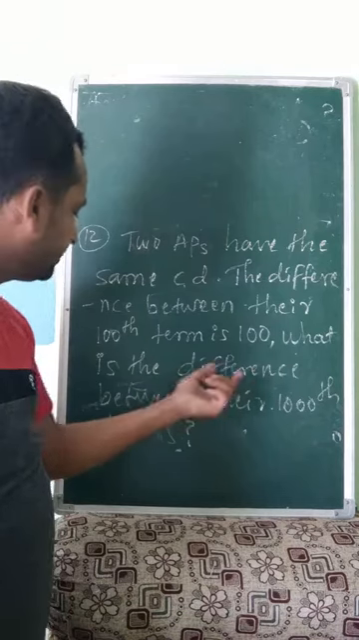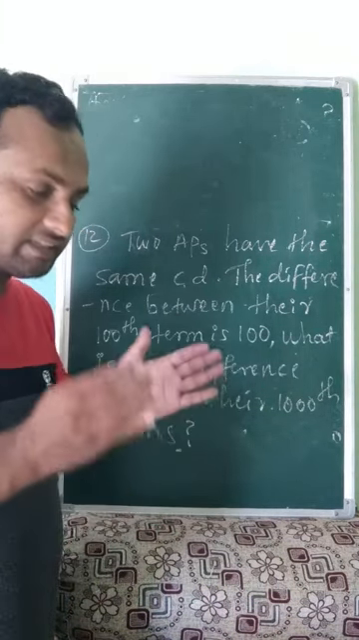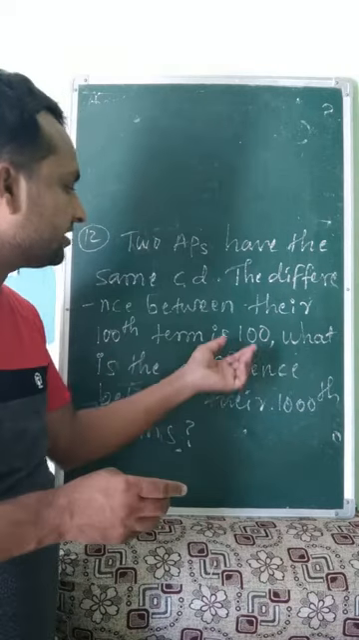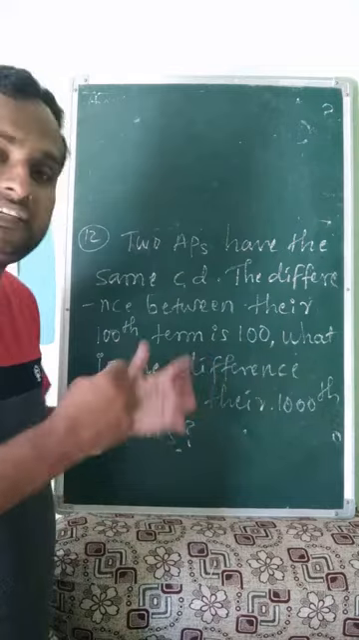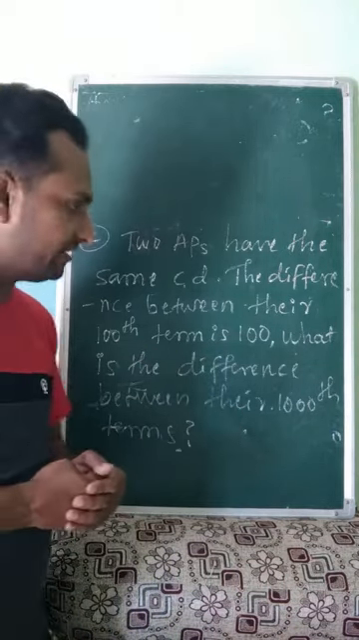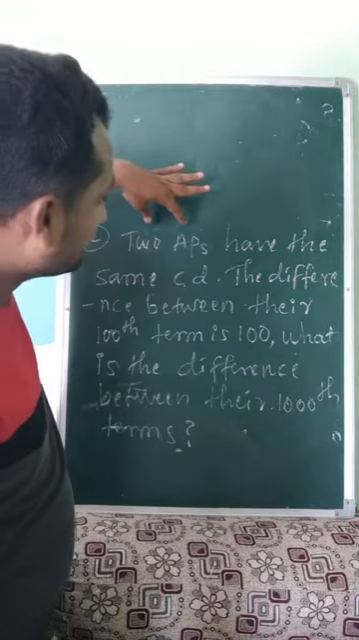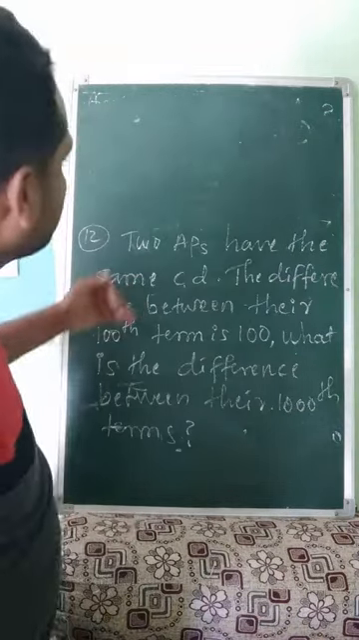Then what is the difference between their 1000th terms? They gave that the difference between the 100th terms of the two APs is 100. Then what is the difference between the 1000th terms? I think maybe they will get the same, but see what they have given. Two APs have the same common difference. Now which two APs do you have to take here?